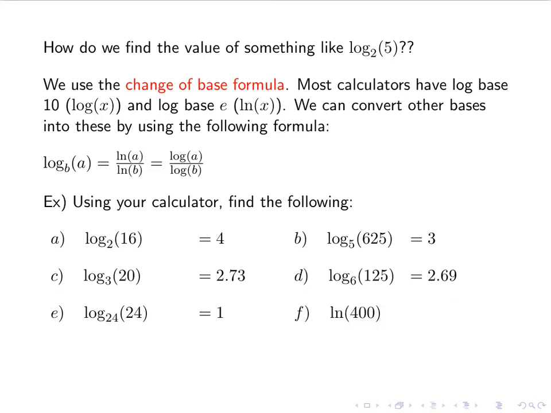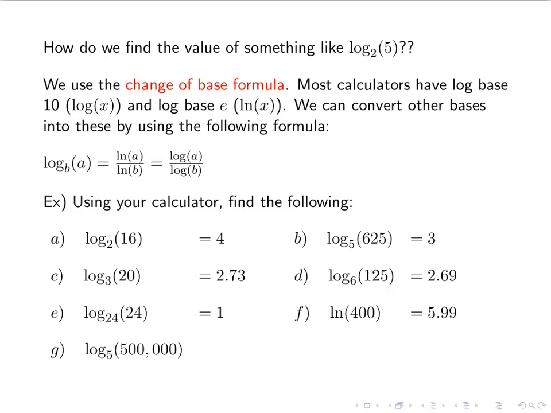How about ln of 400? So this you don't need the change of base formula for. It's already in one of the bases we have. So don't try to do ln of 400 over ln of e, or log of 400 over log of e. It's just ln of 400. And you should be getting 5.99.